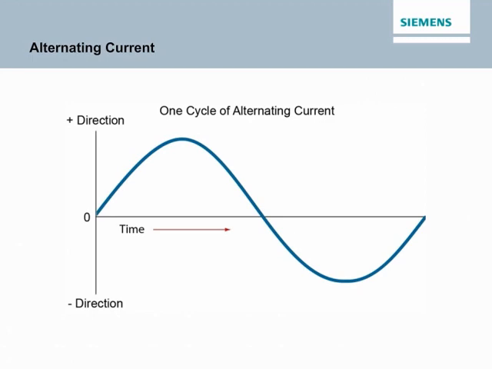A sine wave moves through a complete rotation of 360 degrees, which is referred to as one cycle. Alternating current goes through many of these cycles each second.